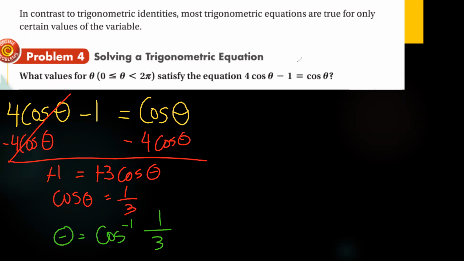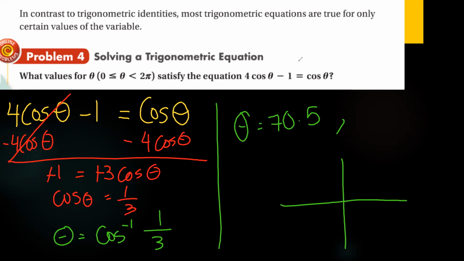Then we will do as we did yesterday. Let's go to the calculator. Let's see cosine inverse of 1 over 3. One of the angles is 70.5. But I need to see the other angle now. I will ask myself using the unit circle.